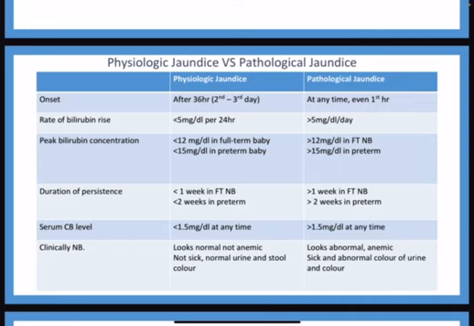This clearance problem can also sometimes be related to rare genetic disorders, which means a problem with the UDPGT enzyme, like Crigler-Najjar and Gilbert syndrome, type 1 and type 2.